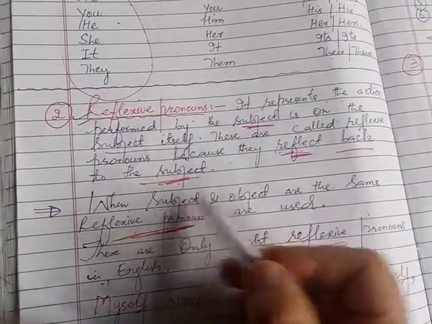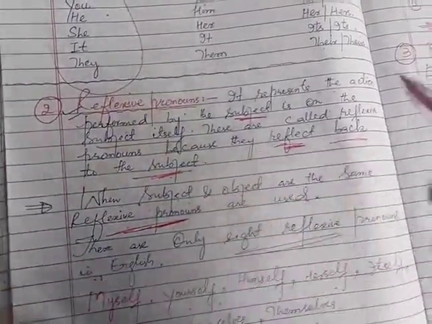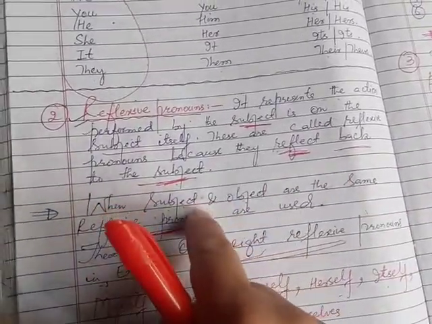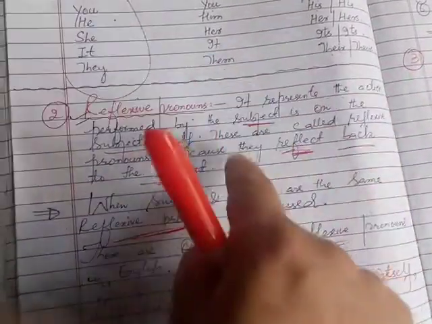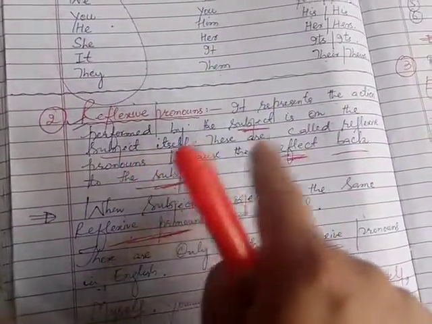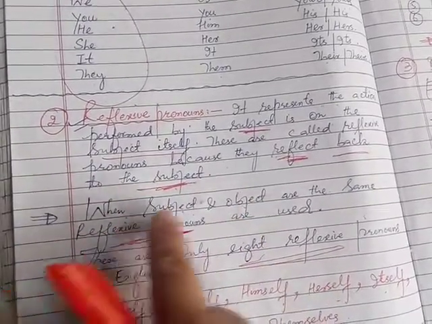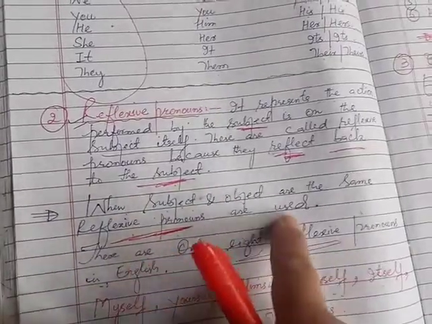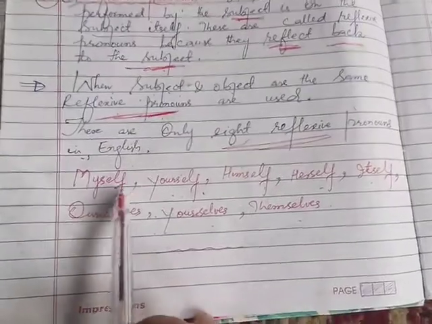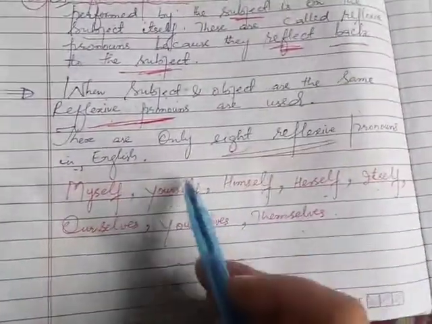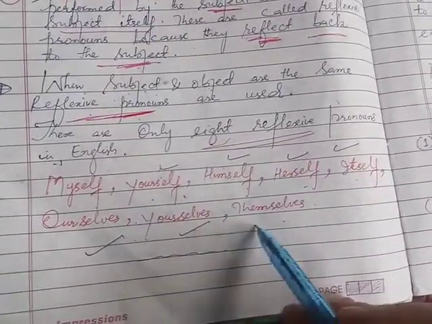I told you that when the action performed by the subject is on the subject itself, जब subject कोई काम कर रहा है और इसका action it is on the subject itself, those are called reflexive pronouns. Okay, when subject and object are the same, reflexive pronouns are used. There are only eight reflexive pronouns in English: myself, yourself, himself, herself, itself, ourselves, yourselves, and themselves.